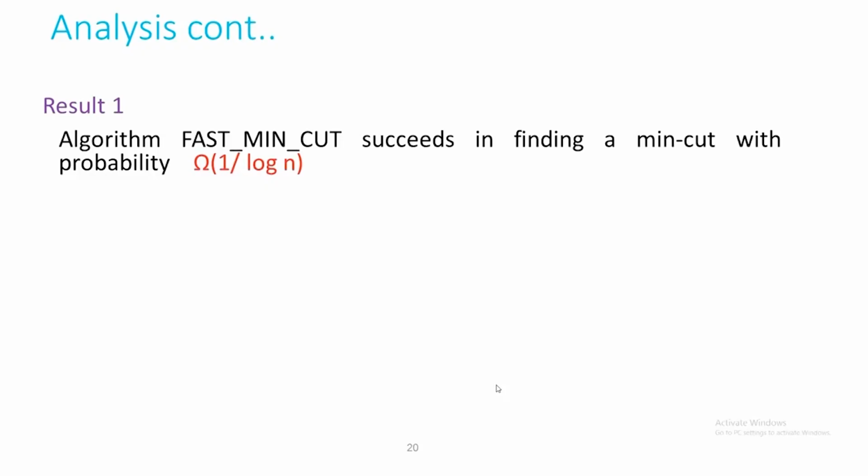First, see, what is the probability of success, correct? We are not very happy with the probability of success of one run of Karger's min-cut algorithm, that is the reason for this improved version. So, this fast min-cut algorithm succeeds in finding a min-cut with probability omega of 1 by log n, or its probability is at least 1 by log n. The meaning of that is at least 1 by log n. Okay. So, we will do the analysis.